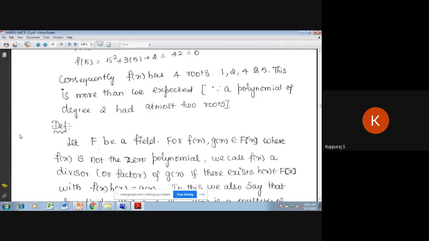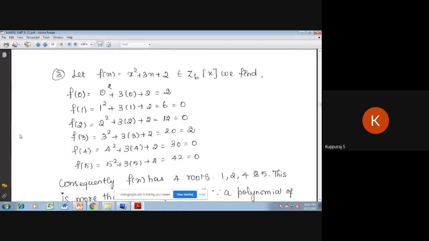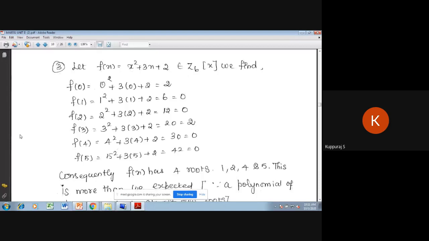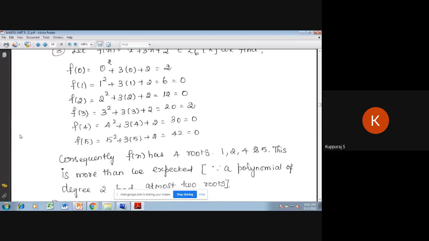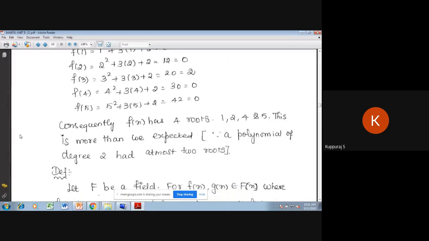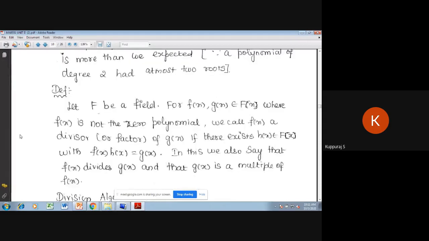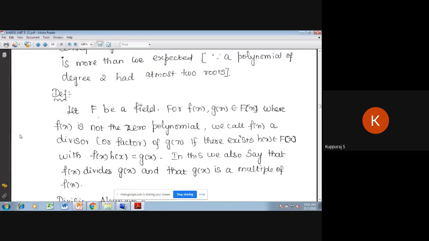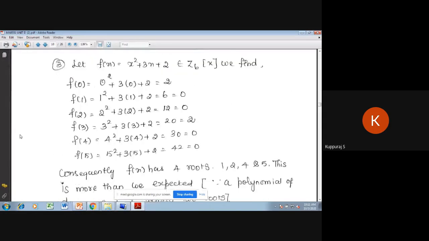So consequently, here f of x has 4 roots, that is 1, 2, 4 and 5. Actually this is more than we expected, since the degree of the polynomial here is 2. So the given polynomial should have at most 2 roots, but we have 4 roots here.